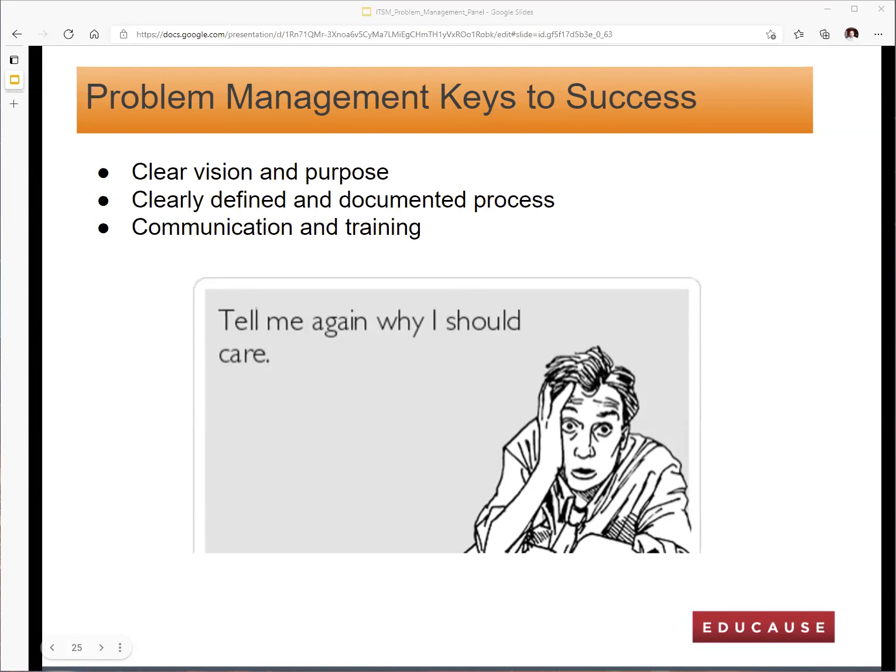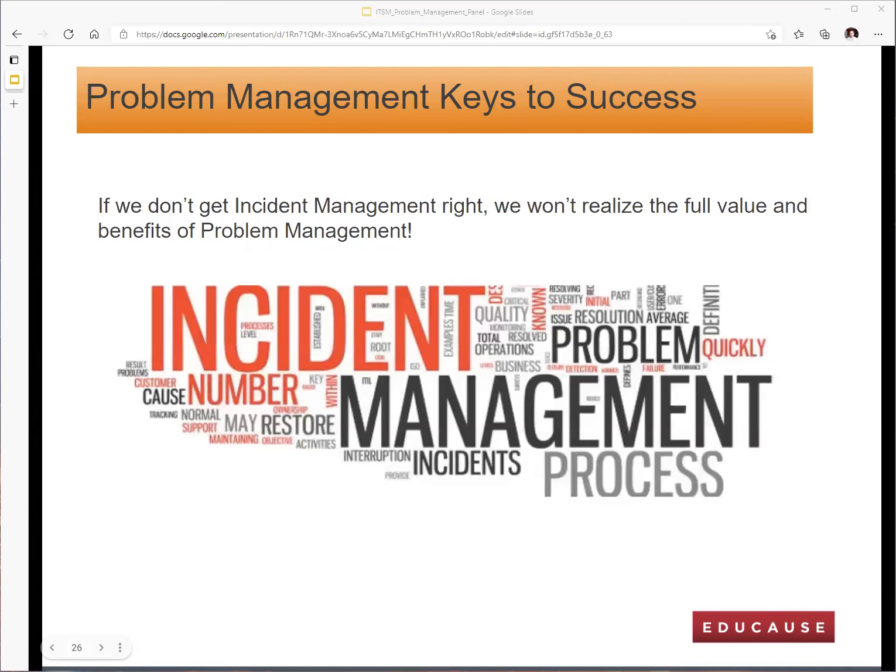what's in it for them, basically, because technical staff are problem solvers. They want to solve problems, but using a process and understanding why they have to go through the process and do a deeper dive is the hard sell, I think, in this case. Next slide. So, incident management.